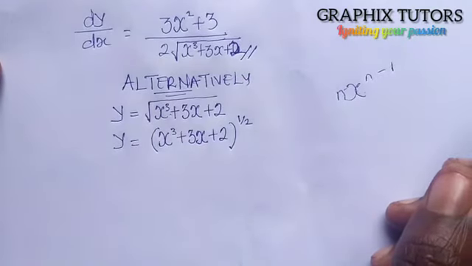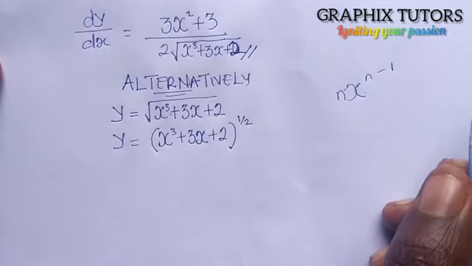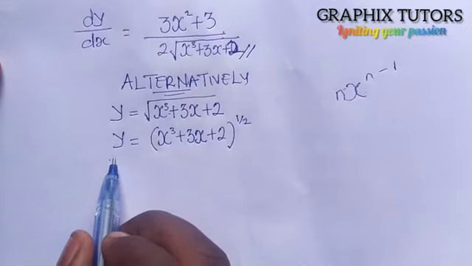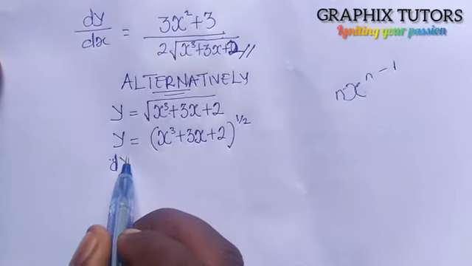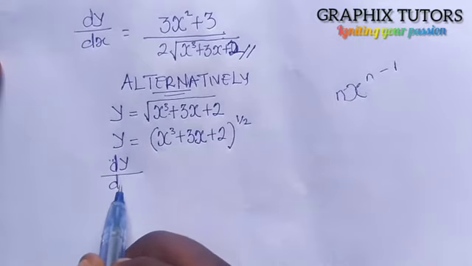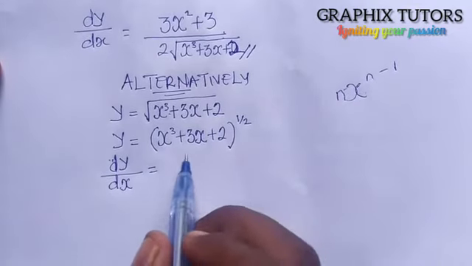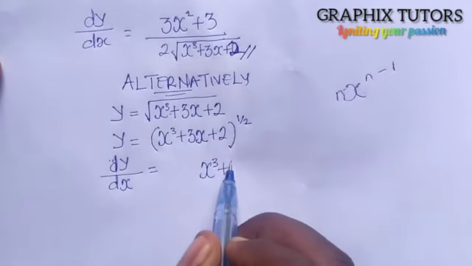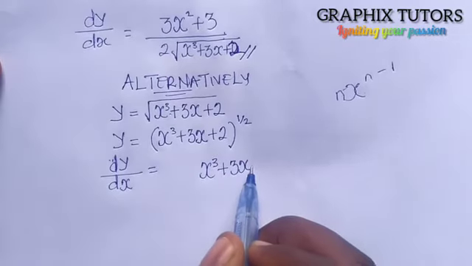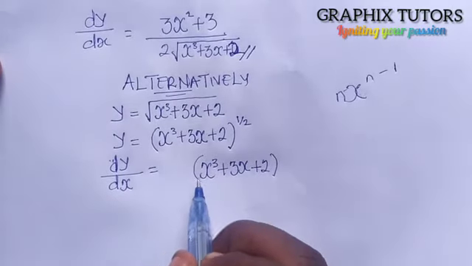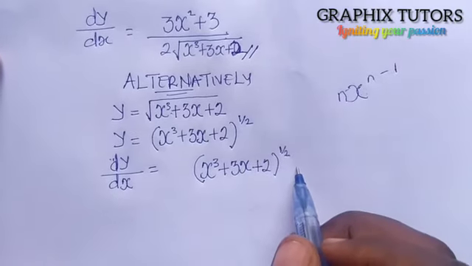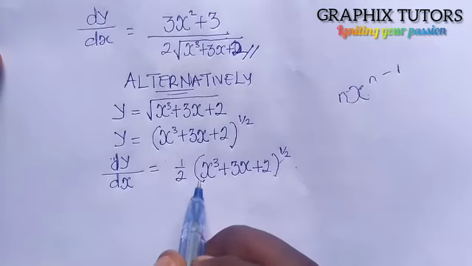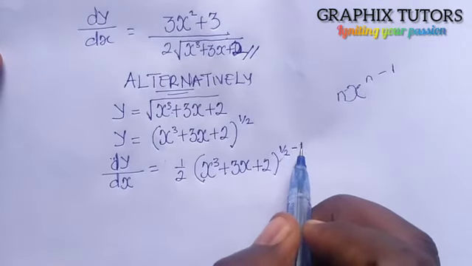Now, what you simply do here is this. I'm going to write that dy all over dx. That is going to give us, I'll write this guy out, x cubed plus 3x plus 2, right? And I have 1 all over 2. Is that taken? And I'm going to bring the 1 over 2 in front. Because I brought it to the front, I'm going to subtract 1.